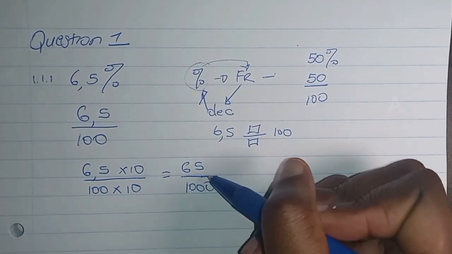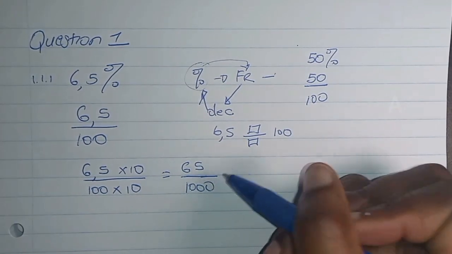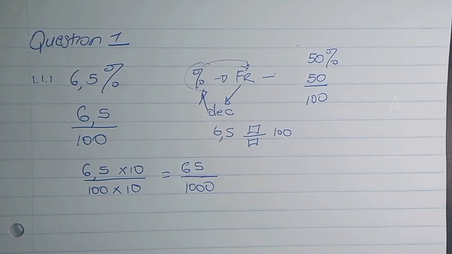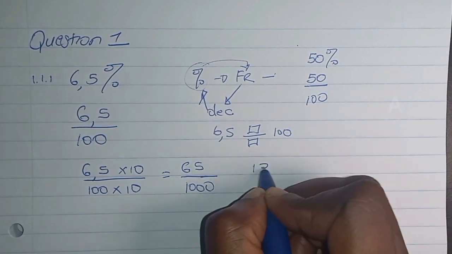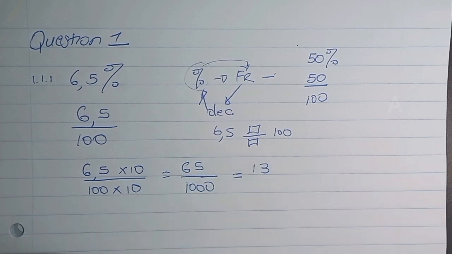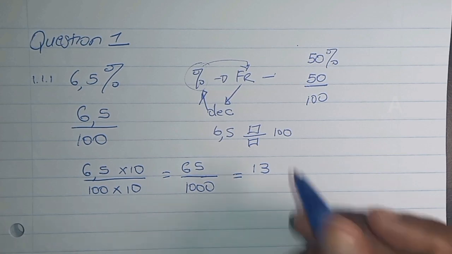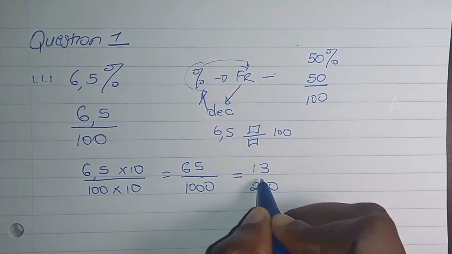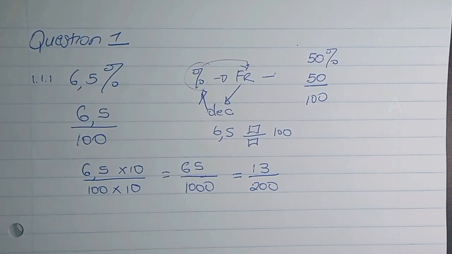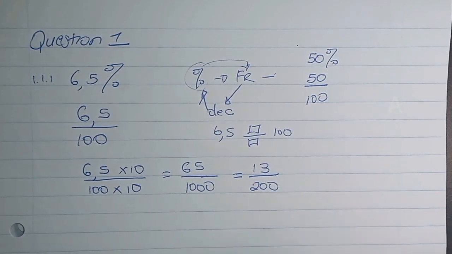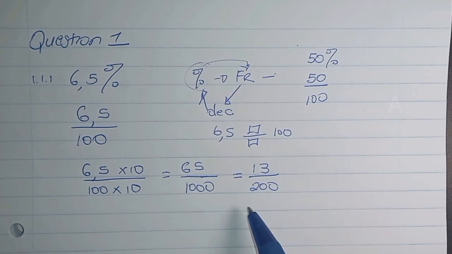Now if I look at this number, I can see that it can be divided by 5. So if I say 65 divided by 5, there's no comma, it'll give me 13. And if I say 1,000 divided by 5, that'll give me 200. Struggling with simplifying, I do have videos on YouTube that do show you how to do this.